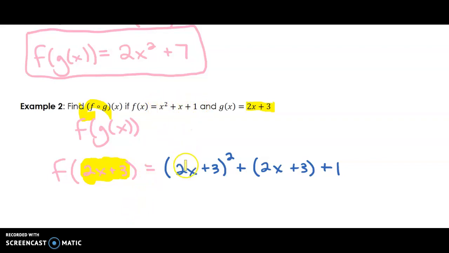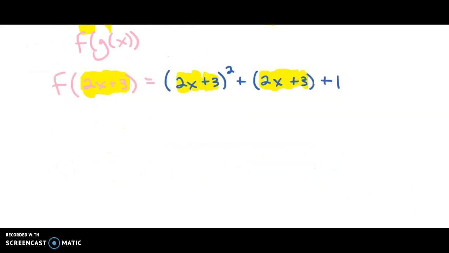Well, x squared, (2x plus 3) squared, because I'm plugging in g of x, plus x plus g of x, which is 2x plus 3, plus 1, and that stays the same. From here, you can see this is going to take a little bit extra work on our part to simplify.